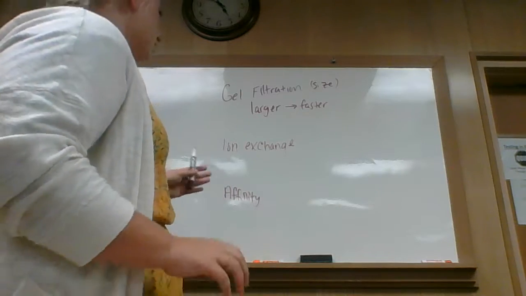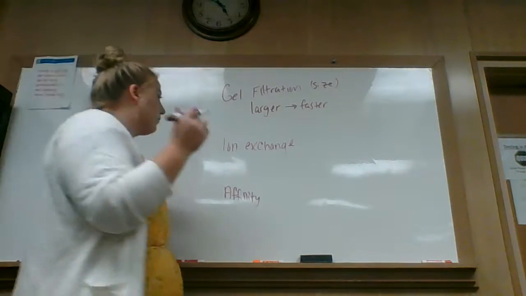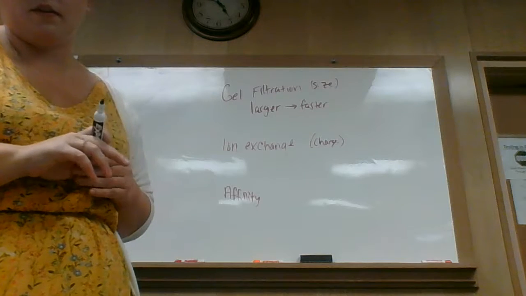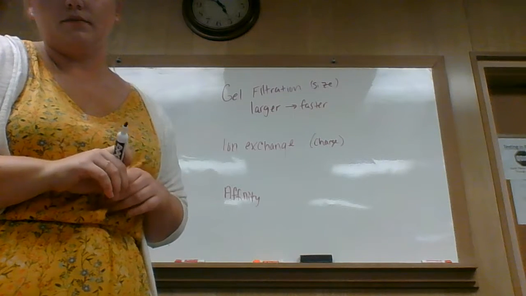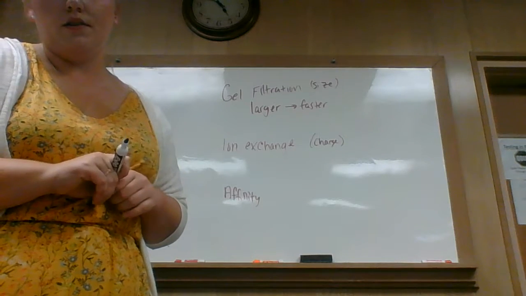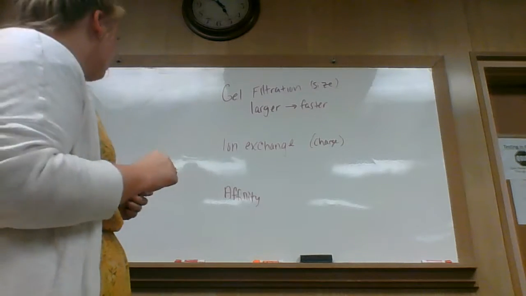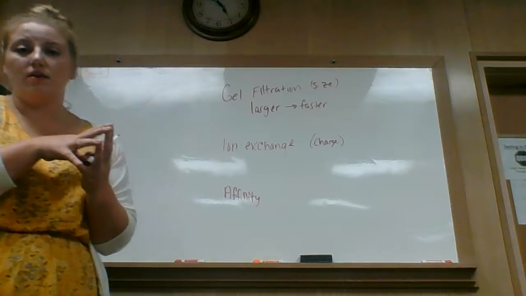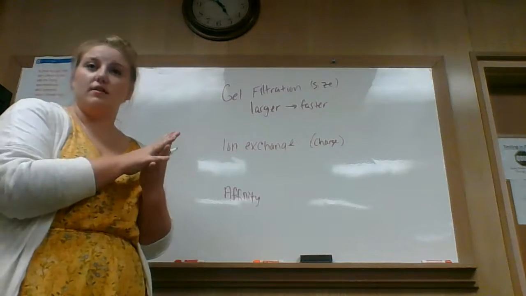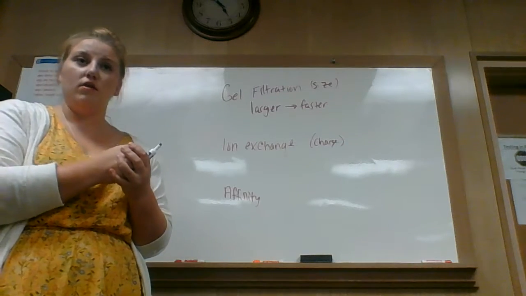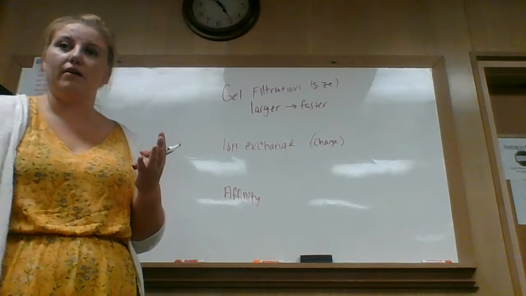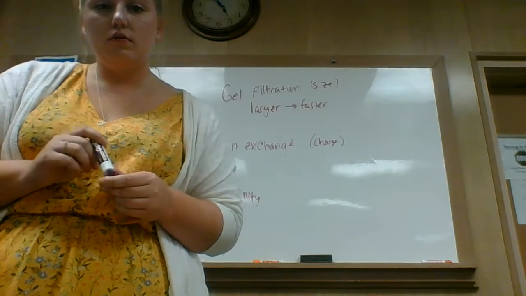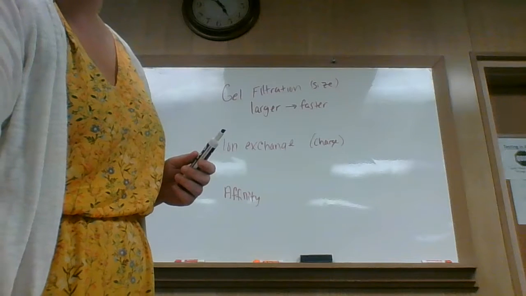Okay, so ion exchange. This one, it's a little easier to know what's going on, right? This is differentiating based on charge. You can have your little beads with positively charged resin or negatively charged resin. If you have something that's negatively charged, the positive charged ones are going to get pulled into the beads. So your negative ones are going to come out first. Your positive ones are going to come out later because they go through the pores. That one's pretty self-explanatory.